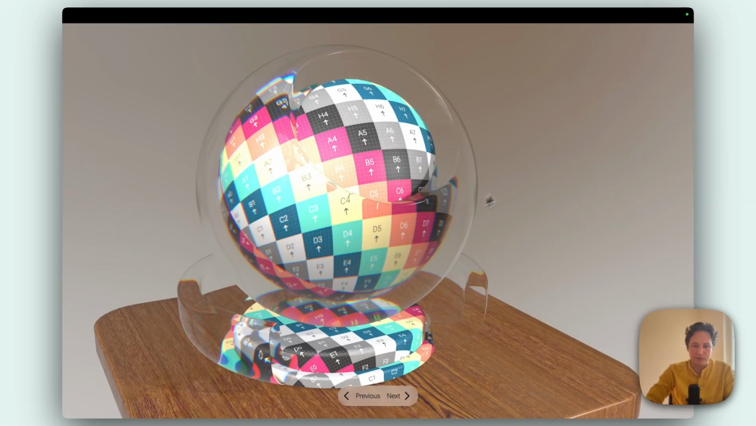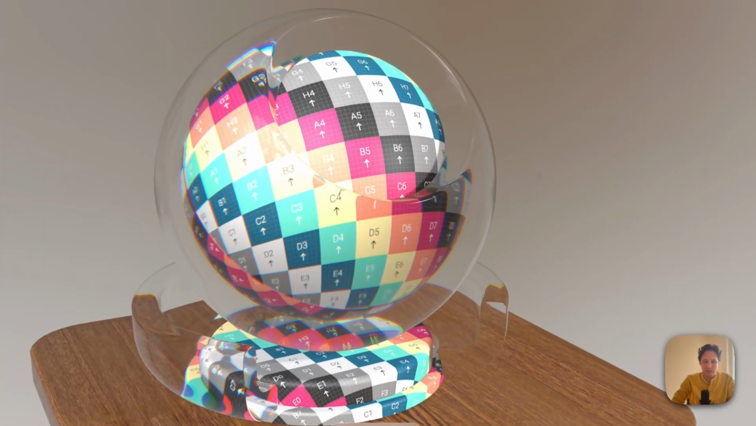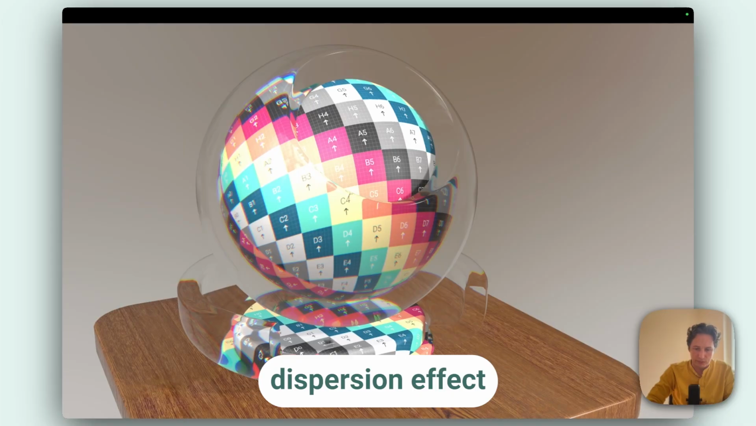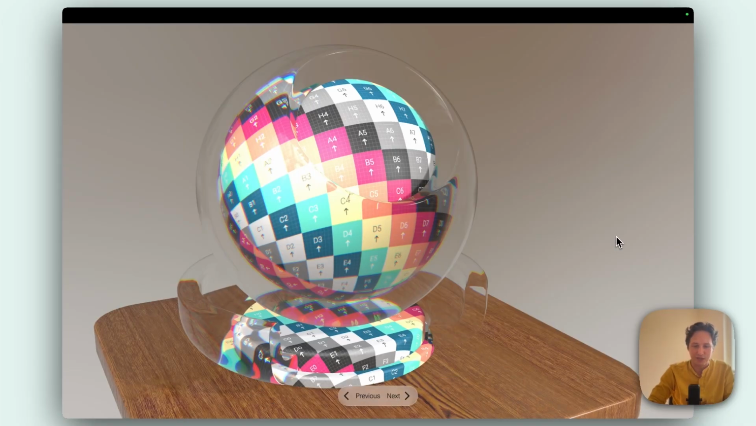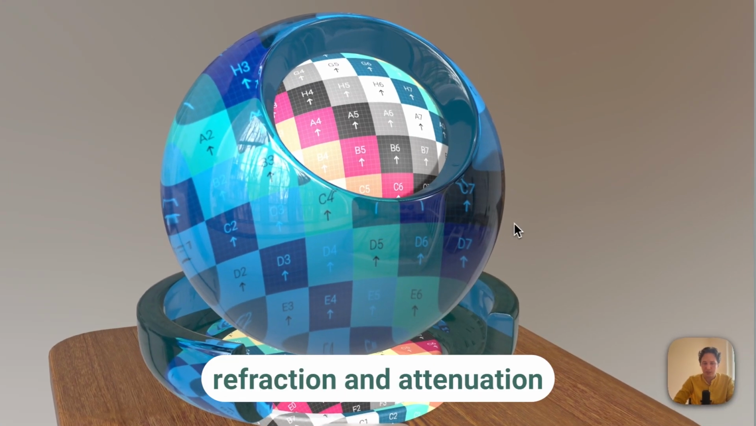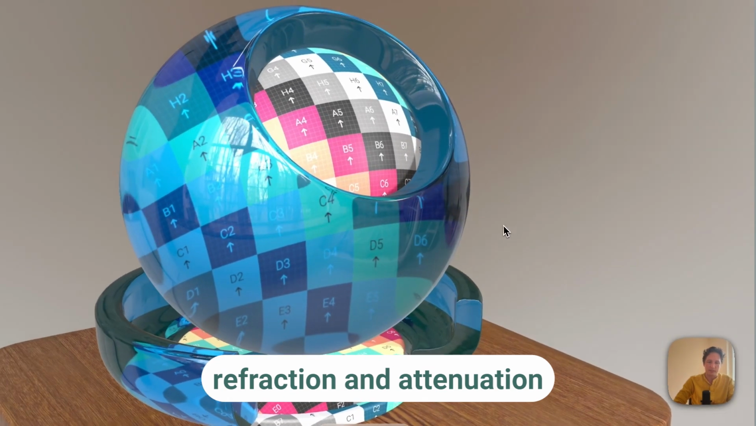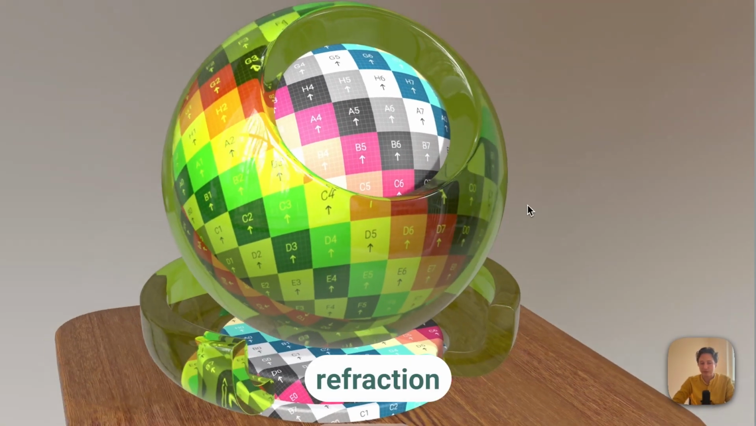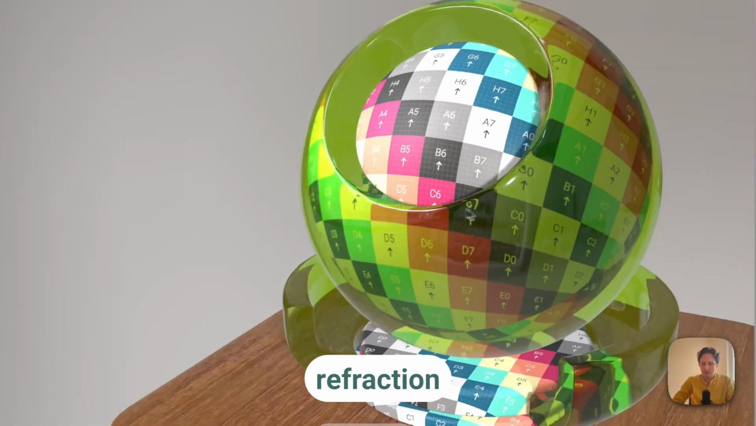So here we have a couple of different types of glass as seen in Needle Engine. Here we have a dispersion effect where you get rainbow-like effects on the edges of glass, or refraction and attenuation where you can see that the glass is colored by the depth that the light travels through it, or refraction of the scenery behind it, as you can see here.